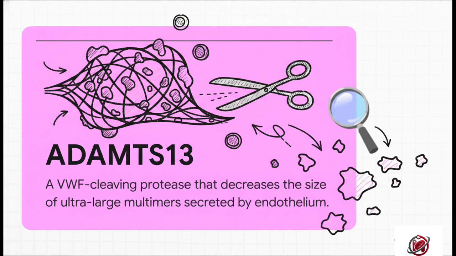I want you to meet ADAMTS13. Normally, your endothelial cells secrete von Willebrand factor, or VWF, in these massive, sticky, ultra-large multimers. Honestly, think of them as giant biological nets that are literally designed to catch platelets. Now, if left unchecked, these giant nets would clog up your entire circulatory system. And that is exactly where ADAMTS13 comes in. It's a highly specific protease that circulates in your plasma, and it acts exactly like a pair of molecular scissors. It snips these ultra-large multimers down to a safe, manageable size, ensuring your blood just flows smoothly.